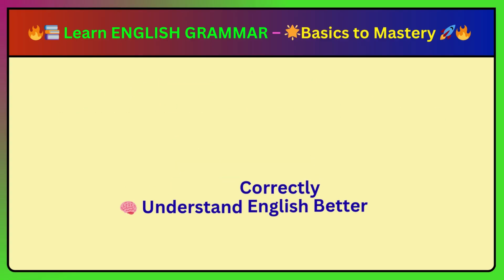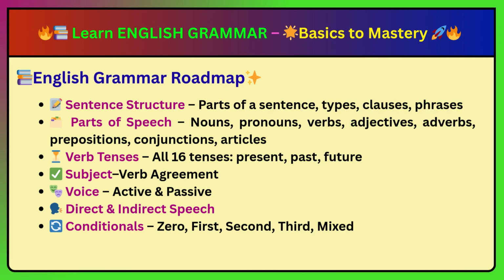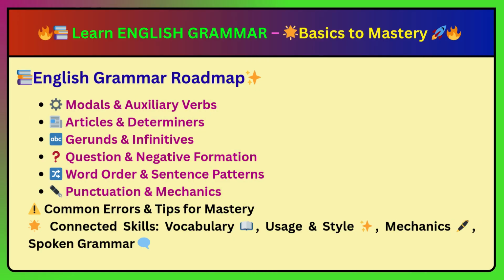Before we begin, let's look at the full roadmap of English grammar so you know what we will learn step by step. English grammar has 13 main components. Sentence structure. Parts of speech. Tenses. Subject-verb agreement. Active and passive voices. Direct and indirect speech. Conditionals. Modals and auxiliary verbs. Articles and determiners.